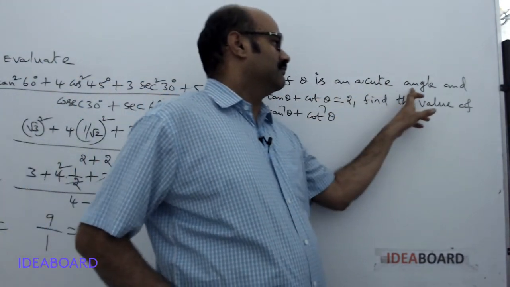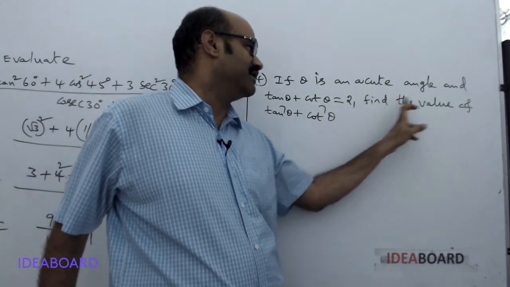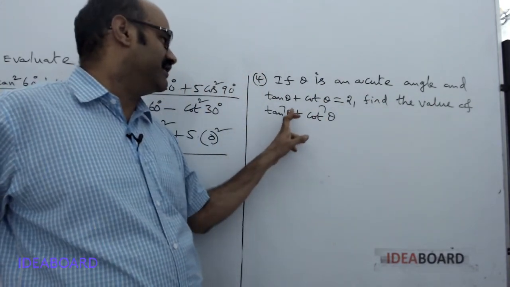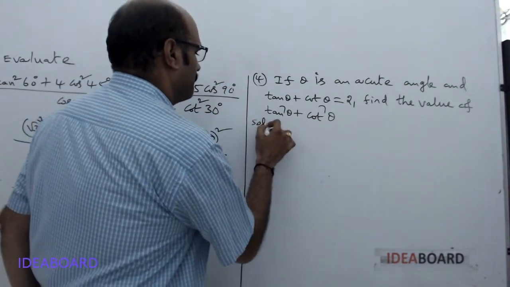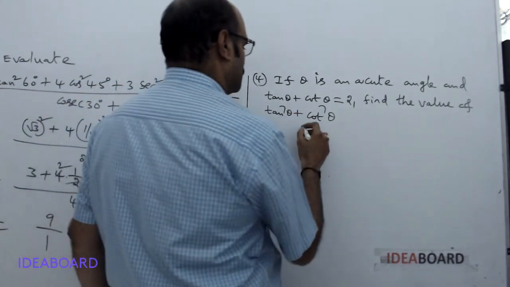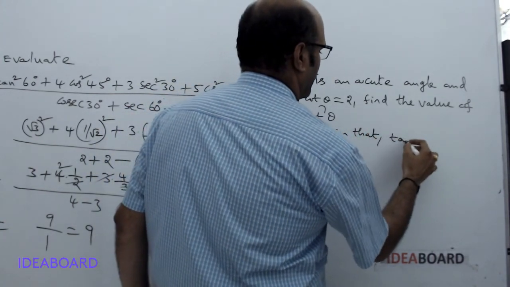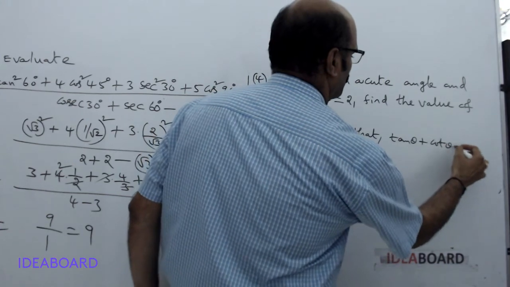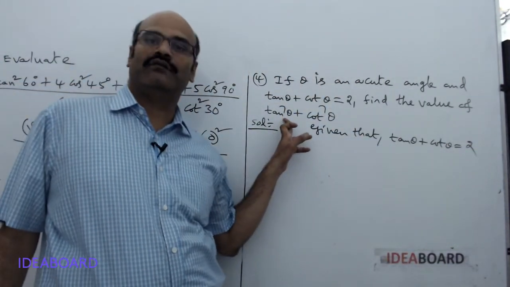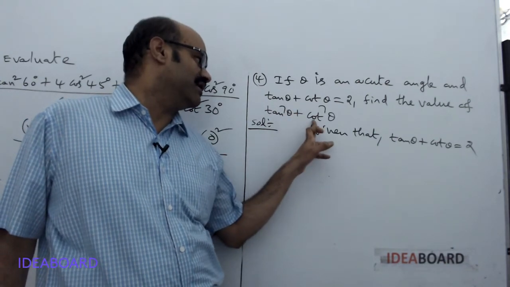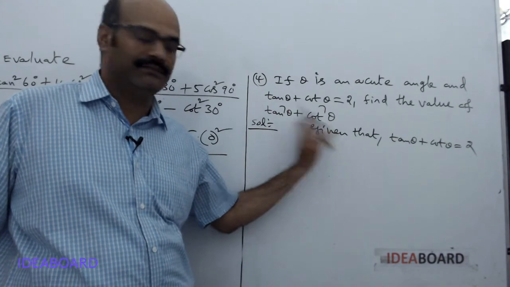If theta is an acute angle and tan theta plus cot theta equal to 2, find the value of tan power 7 theta plus cot power 7 theta. Solution. Given that tan theta plus cot theta equal to 2. Now if you want to find the value of tan power 7 theta plus cot power 7 theta, we have to find the value of tan theta and we have to find the value of cot theta.